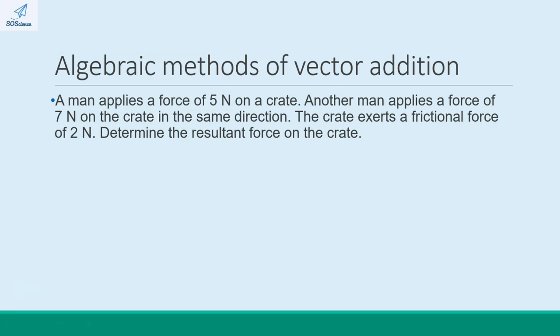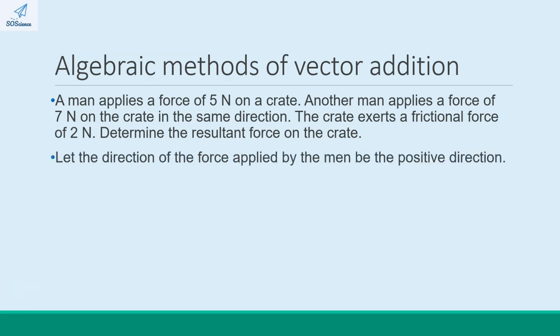A man applies a force of 5 newtons on a crate. Another man applies a force of 7 newtons on the crate in the same direction. The crate exerts a frictional force of 2 newtons. Determine the resultant force on the crate. Now, in this case, you don't know the direction because you weren't told the direction that the men apply the force in, and therefore you don't know the opposing direction of the frictional force.